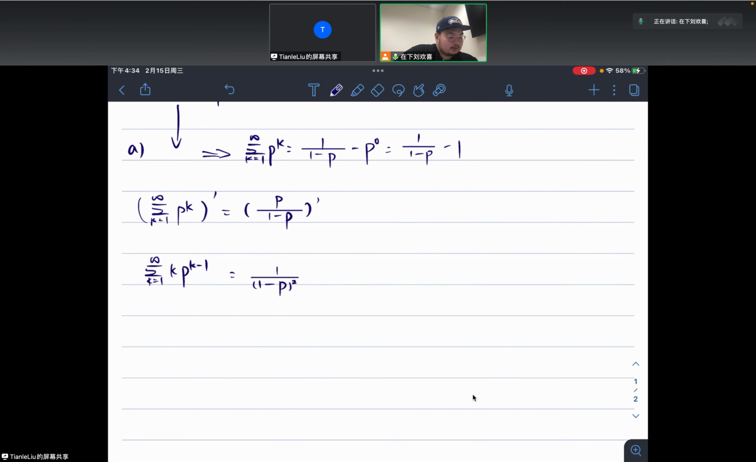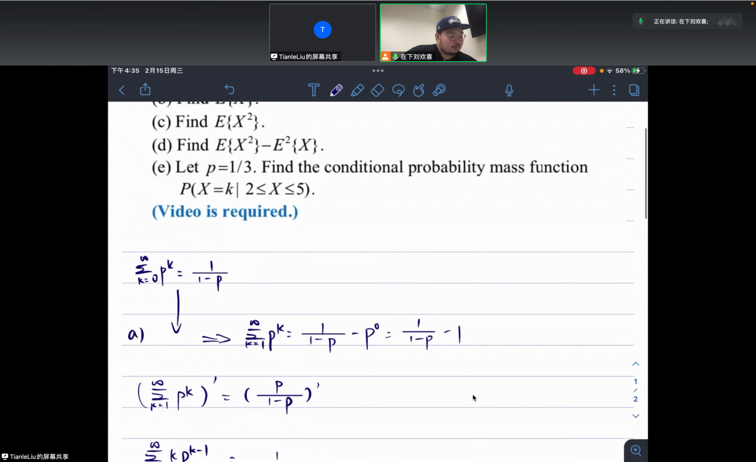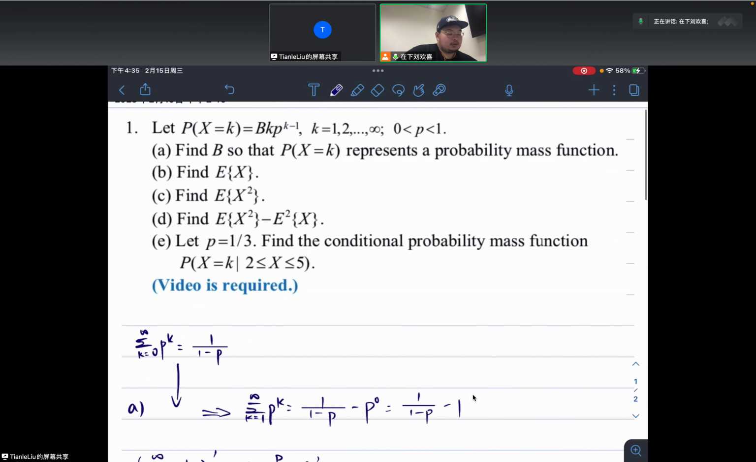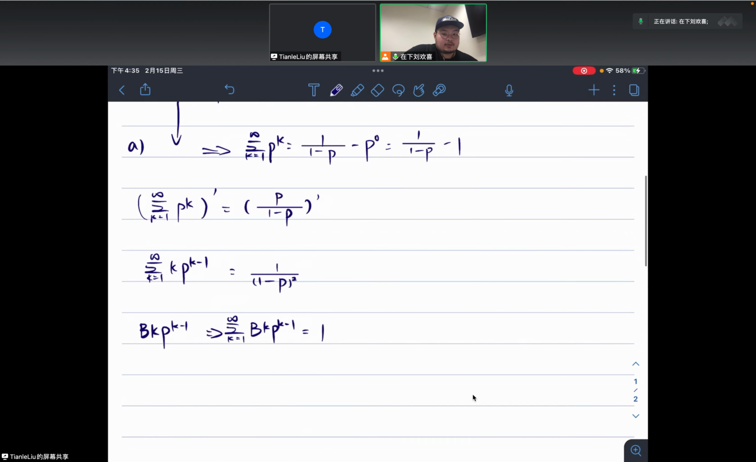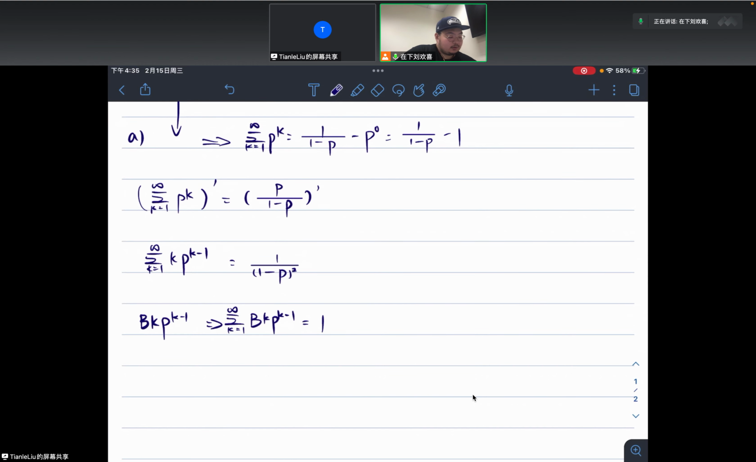And then for this problem, we have b k p to the k minus 1. With this function, we know that the sum for k from 1 to infinity of this function actually equals 1, right? Since we need it to represent a probability mass function, the sum of all the elements of the probability mass function equals 1.